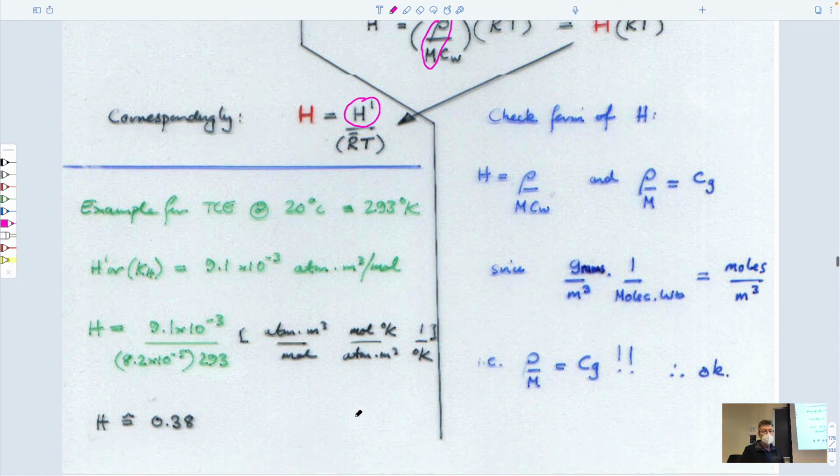And so a quick example of that is the universal gas constant. Temperature, if it's 20 degrees centigrade, is 293 Kelvin. And the value of the textbook magnitude, which is 9.1 times 10 to the minus 3 atmosphere meters cubed per mole. All the units work out, and indeed you end up with a value somewhat similar to the one that we used before, which was 0.3, I think.